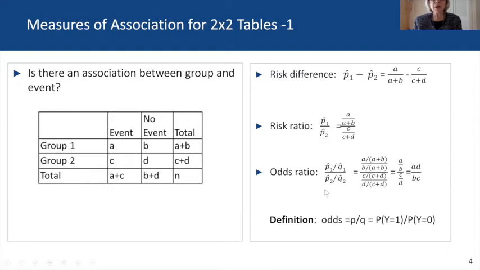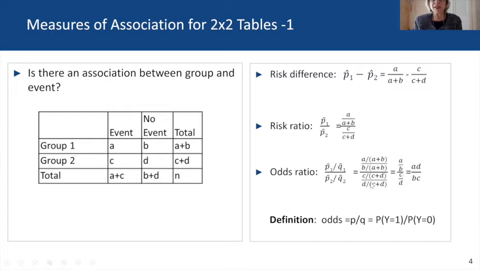In group 2, the proportion having the event is C over C plus D. The proportion without the event is D over C plus D. So here is the odds in group 1 divided by the odds in group 2, which we know as the odds ratio. So let's look at the math we can perform. We can cancel out the denominators. We're left with A divided by B in the numerator.